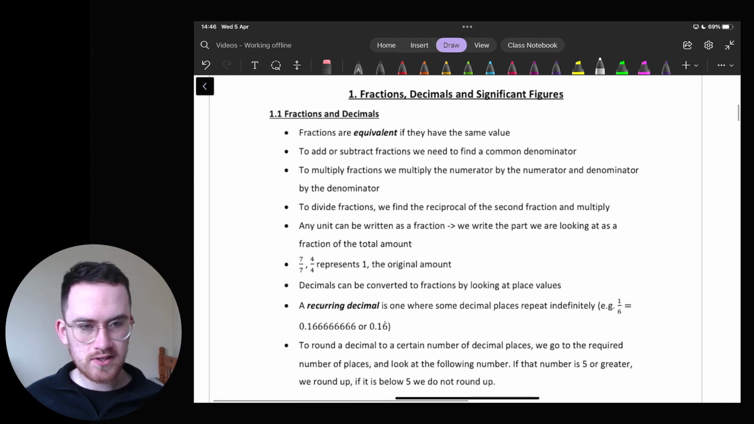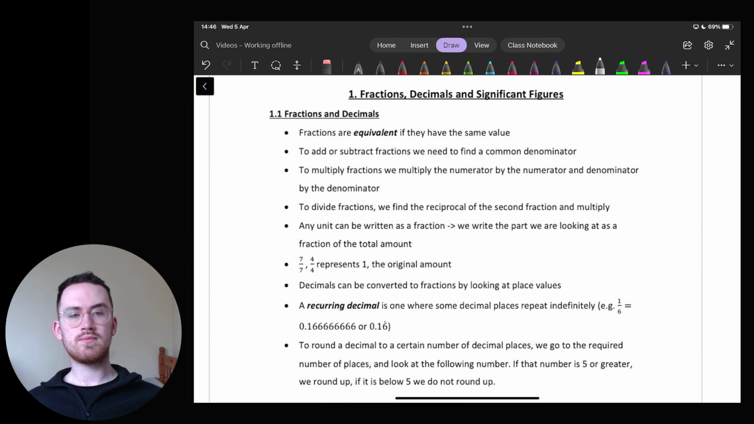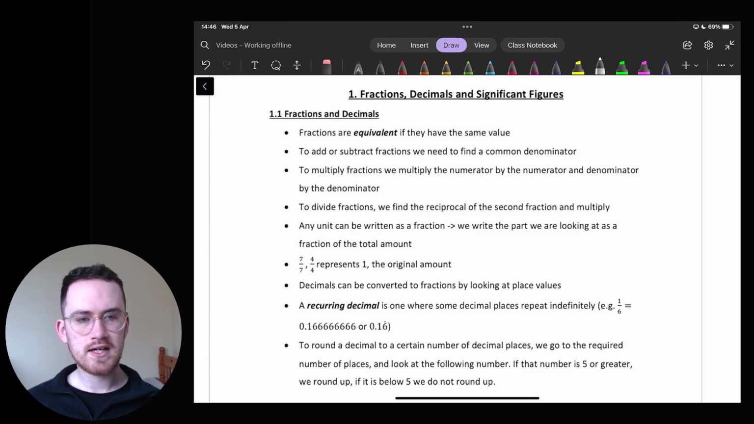So fractions are equivalent if they have the same value. To add or subtract, we find a common denominator. To multiply, we multiply the numerator by the numerator and denominator by the denominator. So that's your top by top and bottom by bottom. To divide, we find the reciprocal of the second fraction and we multiply.